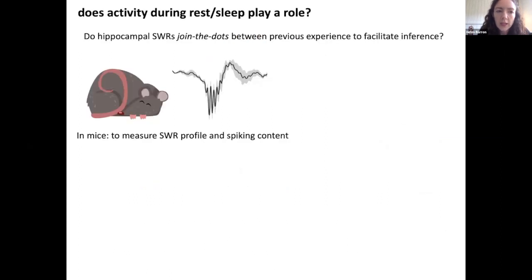Okay, and then finally, I just want to touch on what the role of rest and sleep might be. So in our experiment, we wanted to ask whether activity during offline processing might actually help join the dots between different experiences. So what we're observing during inference is that we've got this chaining of X, Y, and Z, but is it possible that during periods of rest, there might be the possibility to form a shortcut between X and Z, the two stimuli that have never been experienced together?